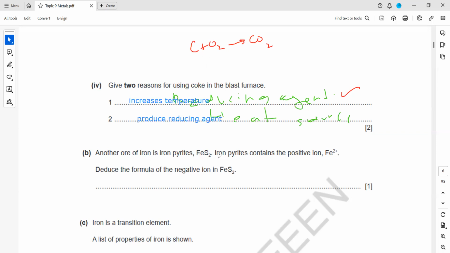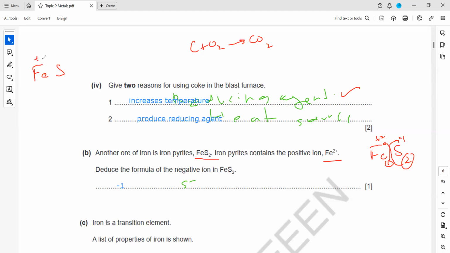Another ore of iron is iron pyrite. Deduce the formula of the negative ion. What is the formula of the negative ion? Iron is +2 here. This is the formula for iron pyrite, FeS2. So this 2 is for Fe, and this 1 here is sulfur. So what should be the oxidation number? -1. Same question if it was FeS and they ask what is the oxidation number or charge on sulfur.